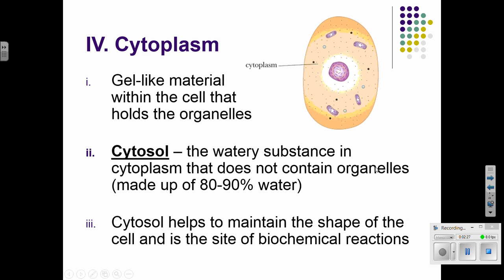The next cytoplasmic organelle is called cytoplasm, and it's a gel-like material in the cell that holds all the organelles in place. It's mainly consisting of cytosol, which is just a watery substance. It's about 80 to 90% water. It's not going to contain any organelles, but it is going to help us with biochemical reactions. So this is where most of metabolism is going to take place, where we're going to dissolve things that the cell has been eating.